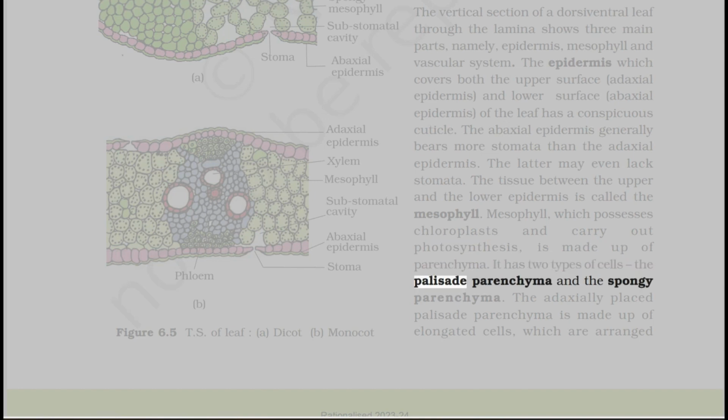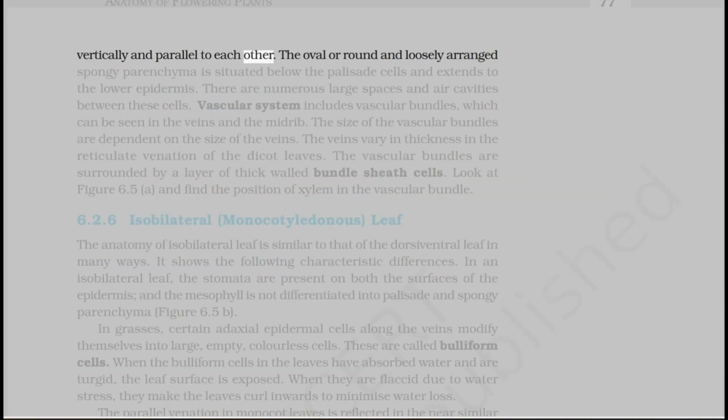It has two types of cells, the palisade parenchyma and the spongy parenchyma. The adaxially placed palisade parenchyma is made up of elongated cells which are arranged vertically and parallel to each other. The oval or round and loosely arranged spongy parenchyma is situated below the palisade cells and extends to the lower epidermis. There are numerous large spaces and air cavities between these cells.